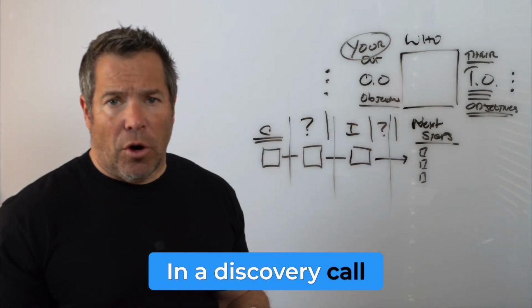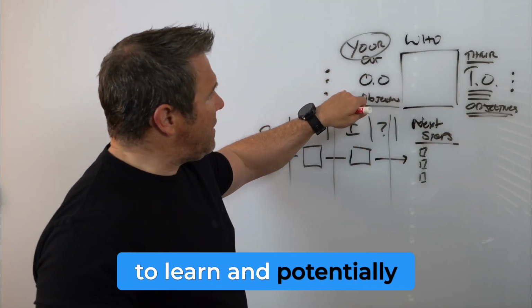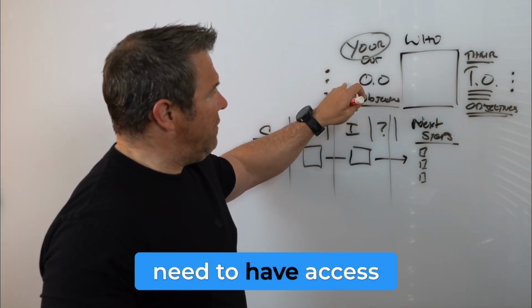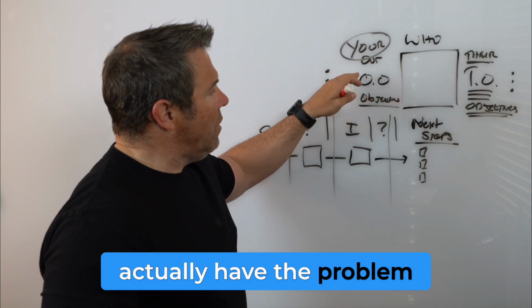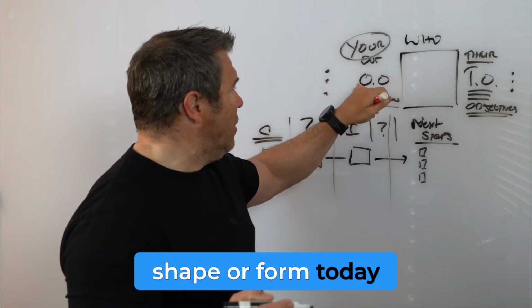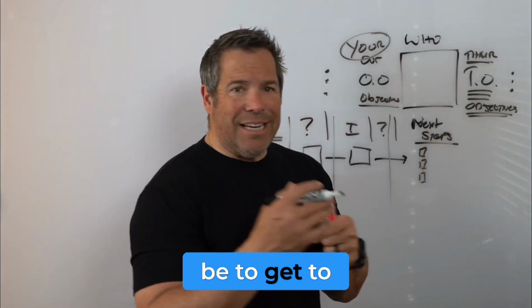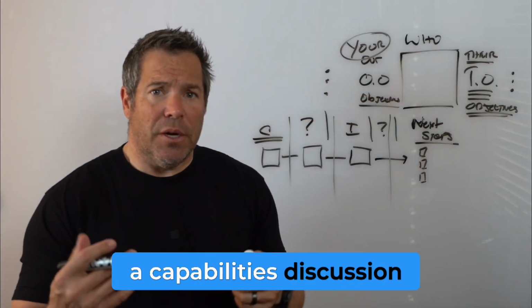In a discovery call, my objective is to learn and potentially identify where else we need to have access. So learn, do they actually have the problem? Are they really interested in solving it? Meaning, are they trying to solve it in one way, shape, or form today? Who else needs to be involved in it? Those are my objectives.